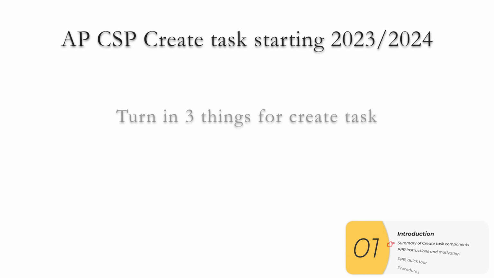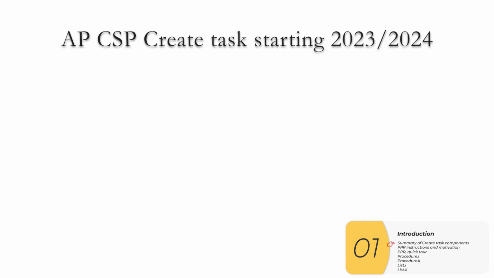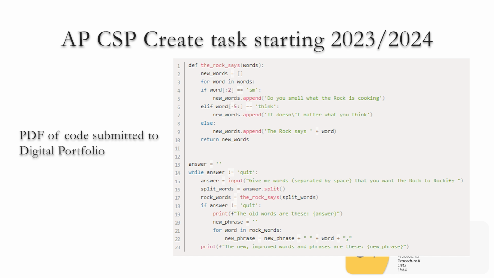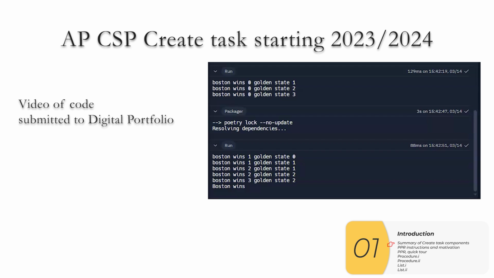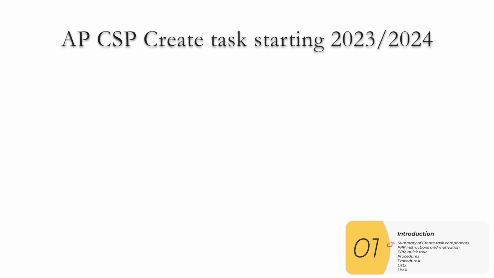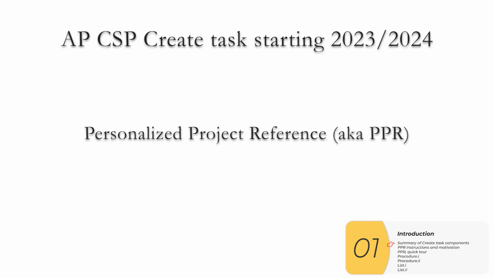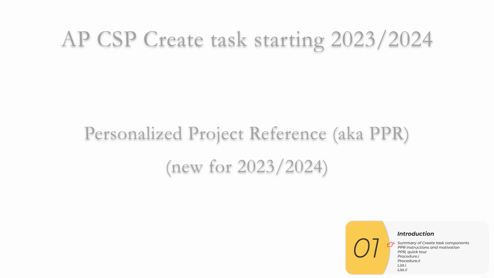So starting in 2023-2024, the AP CSP Create test consists of three things that you will turn in. The first is a PDF of your code, and that's the same as before. The second is a video of your code running, and that's the same as before. And the third is something called the Personalized Project Reference, or PPR. And this is new for 2023-2024.